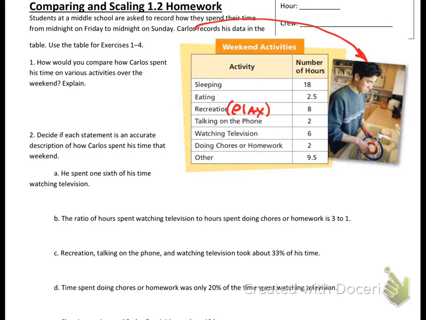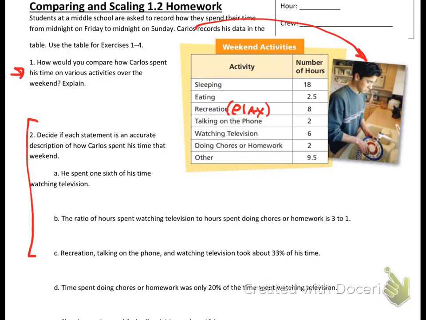Who knows? So we want to know, for example, how could you compare the stuff he does? Could you use fractions? Could you use percents? Could you use ratios? Okay? What would be the best way? And then for number 2, you need to decide, are any of these things true? Okay? Did he spend 1/6 of his time watching TV? Is the ratio of hours spent watching TV and the hours doing homework 3 to 1? Decide which of these are true.